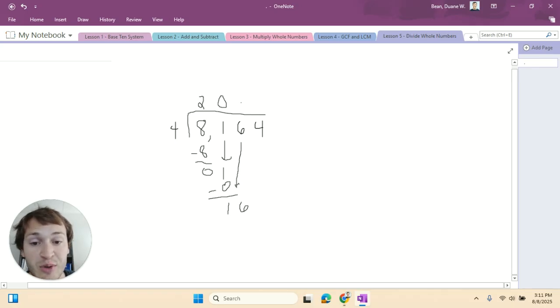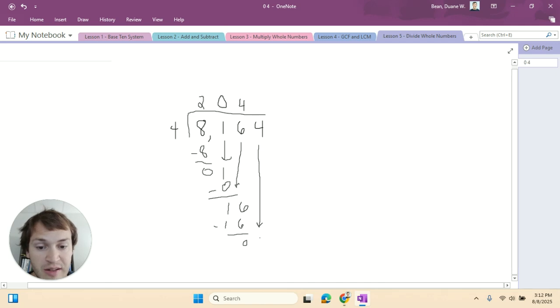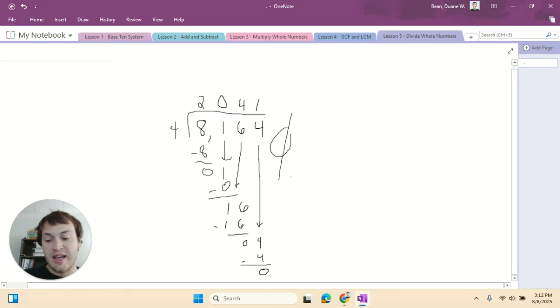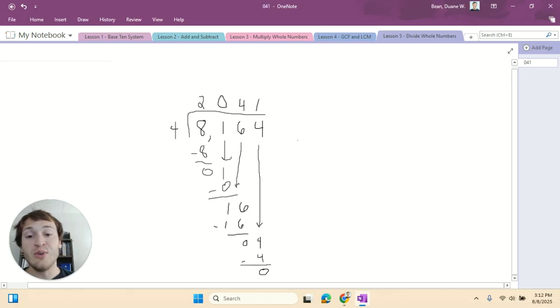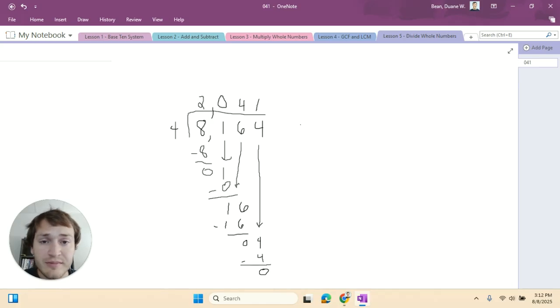So now we bring down the 6. And we got 16. 4 goes into 16 4 times. 4 times 4 is 16. 16 minus 16 is 0. And then we bring down the 4. Cool. 4 goes into 4 one time. 4 times 1 is 4. Subtract, and 0. So we got nothing left to bring down, and we don't have a remainder, so our answer is 2,041. And I can add a little comma in here if I want to make it a little easier to read. Cool. So that is how you do long division.